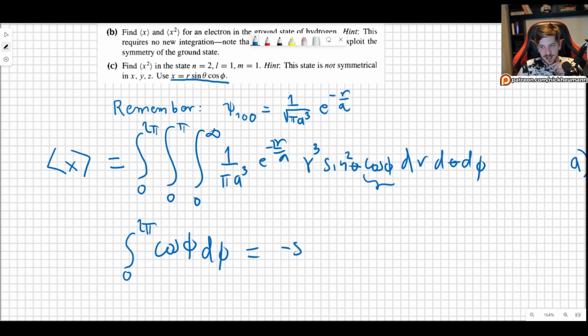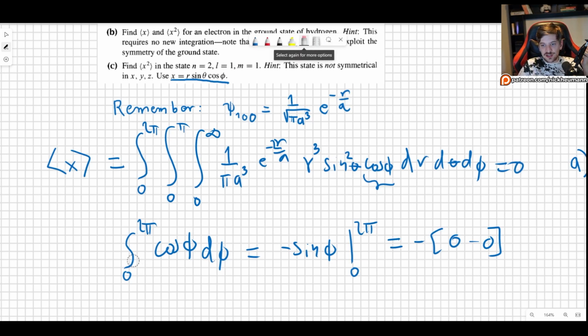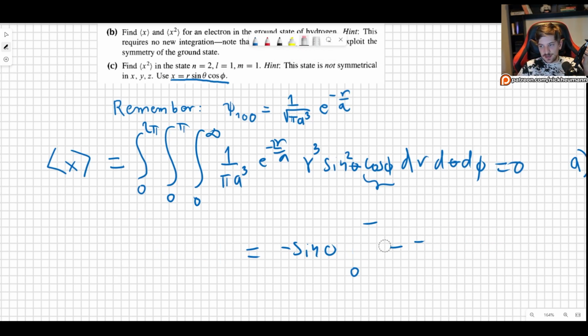This gives us sine of phi between 0 and 2 pi, and guess what? This is 0 minus 0. So this integral is 0, which means that the entire thing is 0. So the expectation value of x is 0. All right, great. So that is the first part.